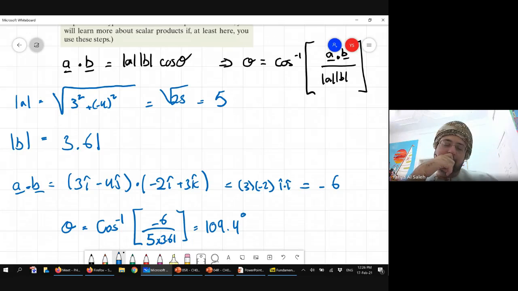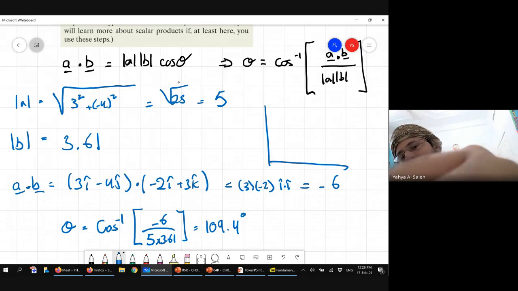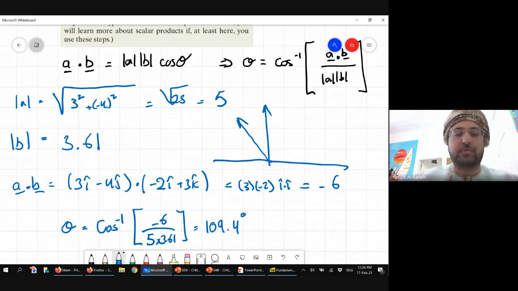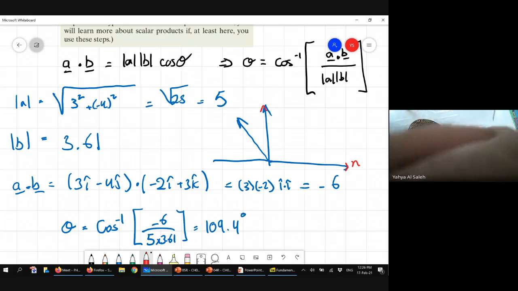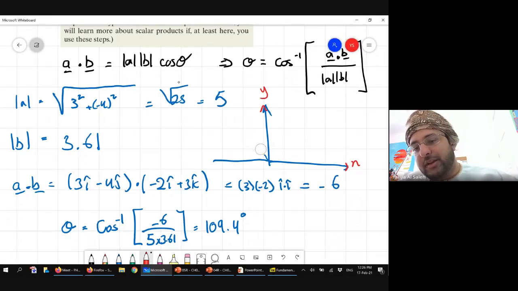Yes. Good. So this tells us that on an xy plane, from the positive x-axis, my vector should be something around like this. Let's see if that is true. I will do it in components. It tells me that the angle between my two vectors is 109.4 degrees. Let's see if that is true.